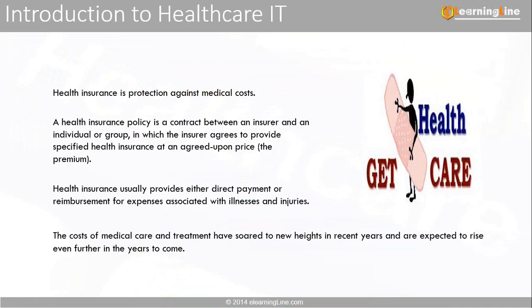On the other hand, you can also say this is a protection against the medical costs. Or you can say that there are various ways to explain these things. Like we are talking about the premium here. What is the premium? Premium is a fixed amount where the person who is buying insurance, buying that protection from the insurance company, agrees to make that payment. Now, health insurance usually provides either direct payment or reimbursement for expenses associated with illness and injuries.